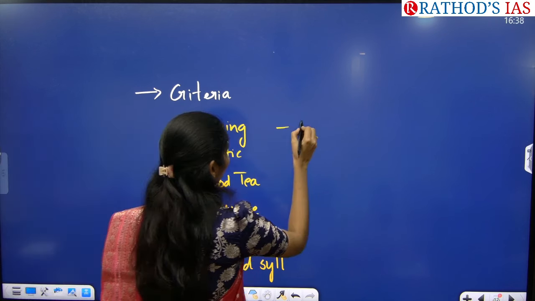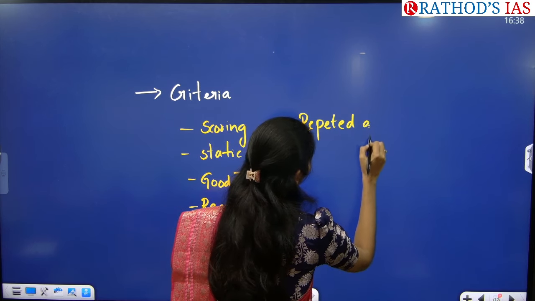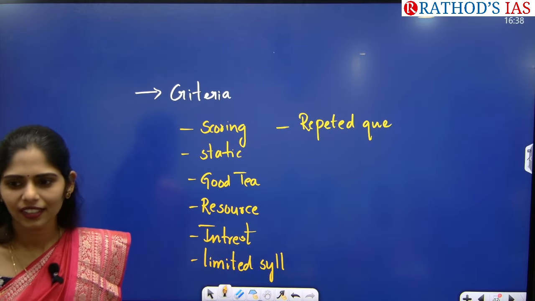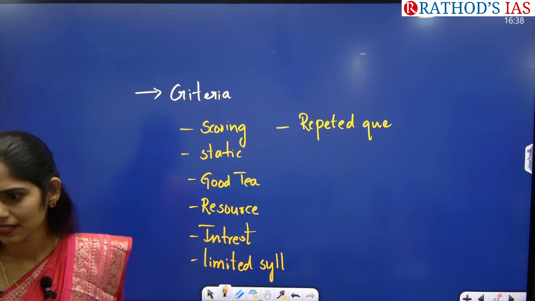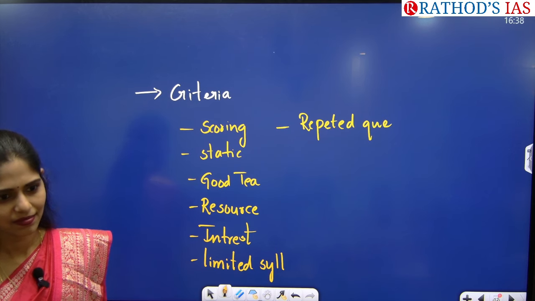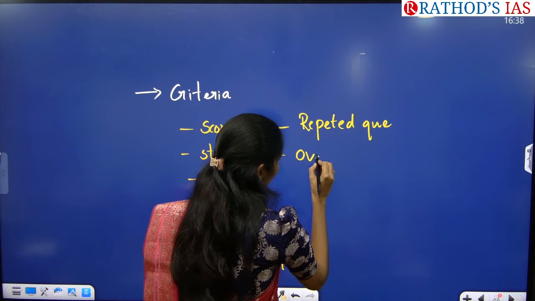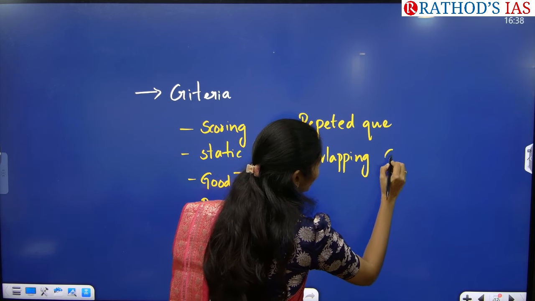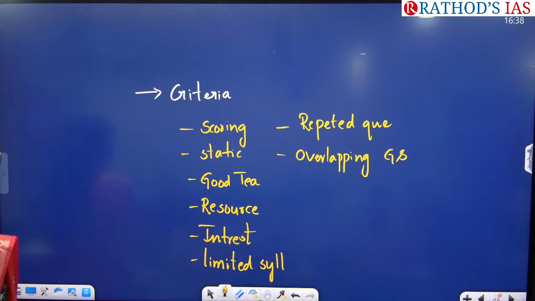I will add one more: repeated questions. So questions should be repeated. Next, any more things? Overlapping with GS, yes or no? Whatever you are studying in GS should be there in your optional, so that your work of making notes and revising will be reduced. Next, any more things?